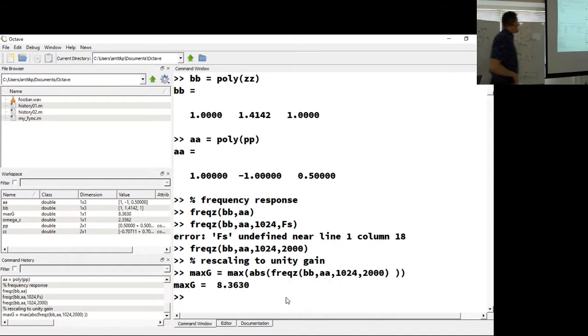So the maximum gain is 8.3630. Yeah, about 18 dB. And the rescaling of the filter is very simple. You take the parameters B and divide them by the maximum gain.